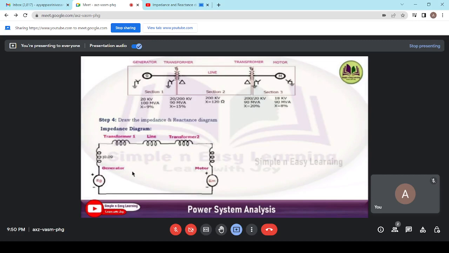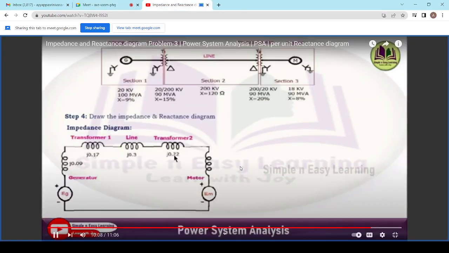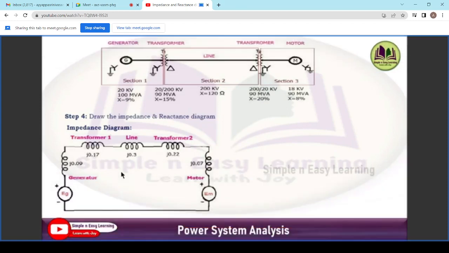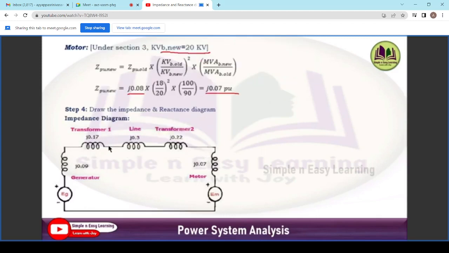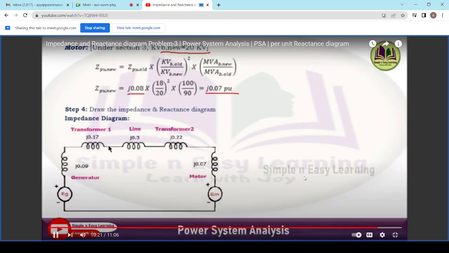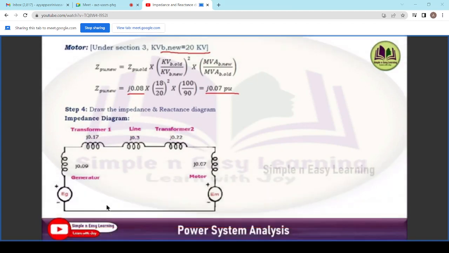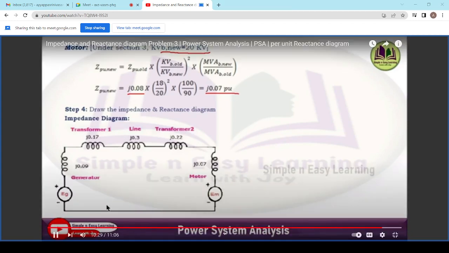The per unit value for the generator is 0.09. For transformer 1 it's 0.17. For the line it's 0.3. For transformer 2 it's 0.22. For the motor it's 0.07. This is how you represent an impedance diagram from the single line diagram. The procedure to draw the reactance diagram is given in the description box. You can refer to the link and learn how to draw the reactance diagram and impedance diagram from the single line diagram.